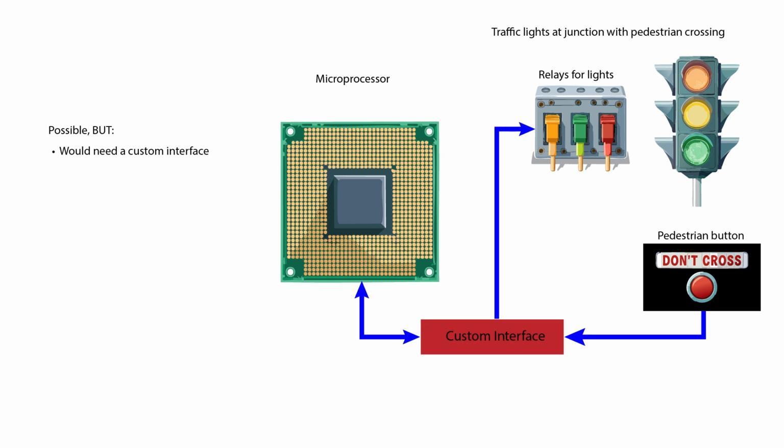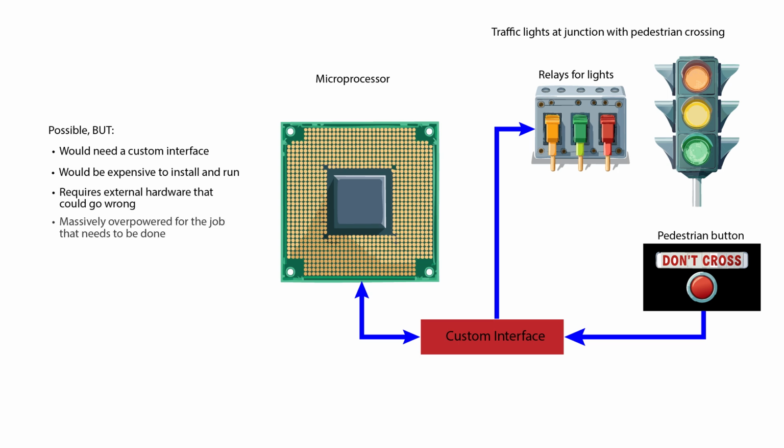Things like relays to switch the lights on and off, and buttons that pedestrians use to indicate they want to cross the road. But what we'd end up with is a system that's expensive to build and install, that is expensive to run with lots of extra hardware that could go wrong, and one that is frankly ridiculously overpowered for the job it's doing.